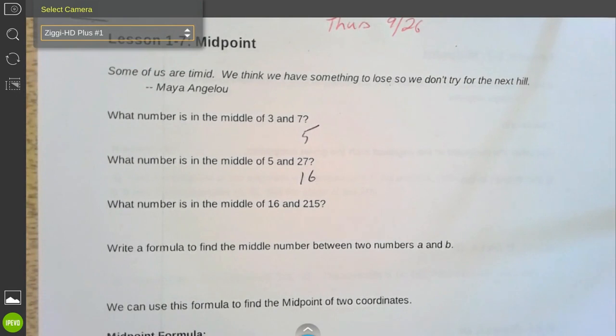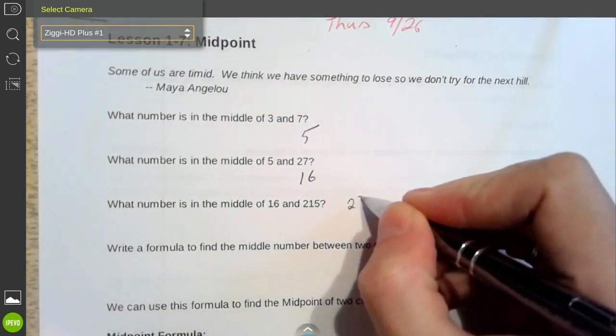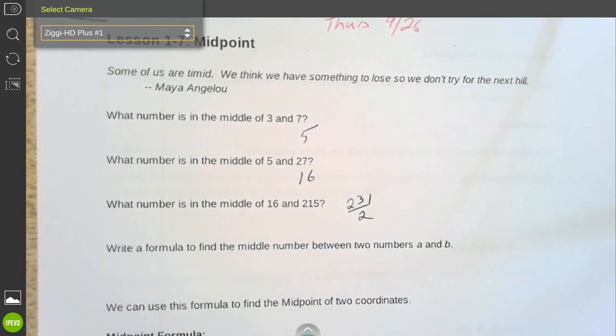All right, now, you may have done these just by making a number line, counting backwards, something like that, but here's what I want you to do now. Think of a way to mathematically come up with a number that's right in the middle, dead center, of 16 and 215. Take a moment to do that and think about the math you're doing. Go. All right, so hopefully you came up with a number that's something like 231 over 2.